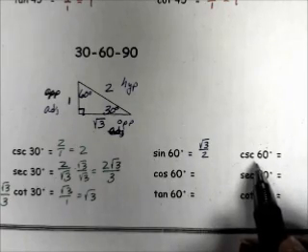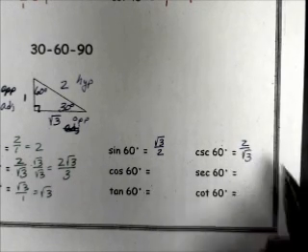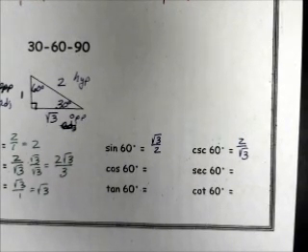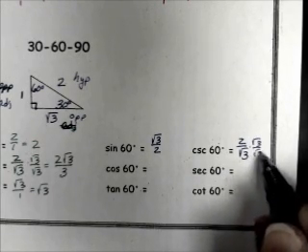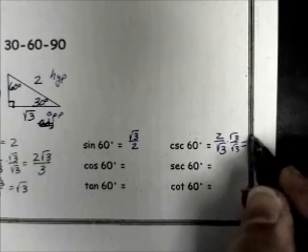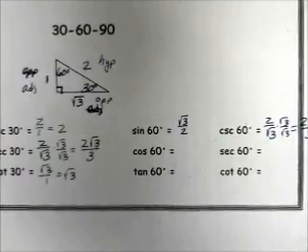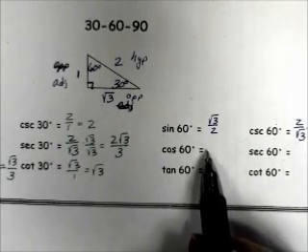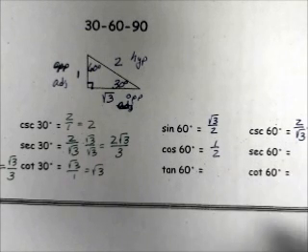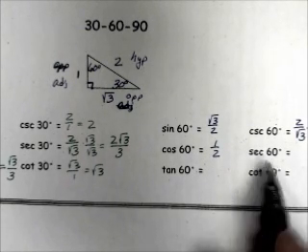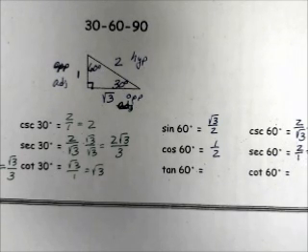The cosecant is the reciprocal, 2 over the square root of 3, which again, of course, we will rationalize, multiply by the square root of 3 over square root of 3, and we have 2 square root of 3 over 3. The cosine of 60, adjacent over hypotenuse, 1 over 2. The secant would be the reciprocal of that, or 2 over 1, which is equal to 2.